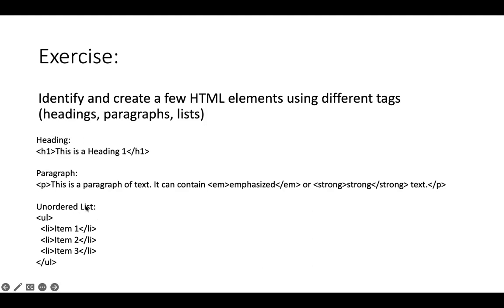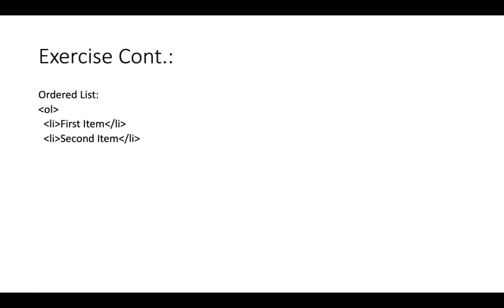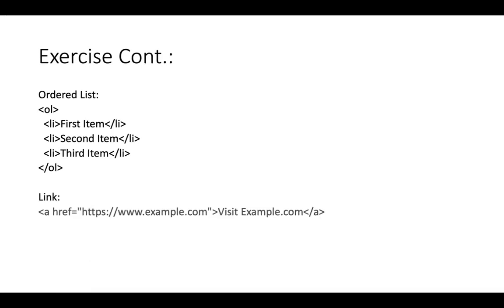Okay. Then here, the unordered list. This is how you can give the unordered list, like this. Within that we have used the list item tag also. This is the unordered list. Then for the ordered list, this is how it goes. Here also we are using the list item tag. And for the link, it will look like this. We are using the anchor tag. This is called the anchor tag, and here we have an attribute. This is the message we are showing.